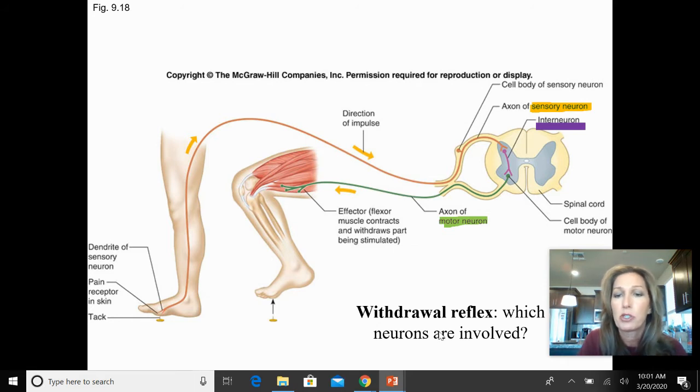I ask you down here which neurons are involved, and what you should be able to recognize on a diagram is that this is my sensory neuron, here is my interneuron that's in the spinal cord, and then here's my motor neuron that is now causing action in the muscles to be able to withdraw.